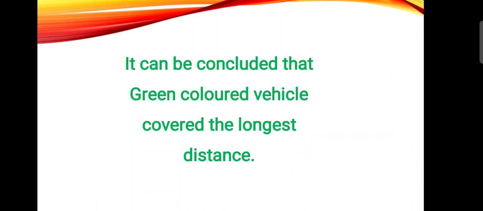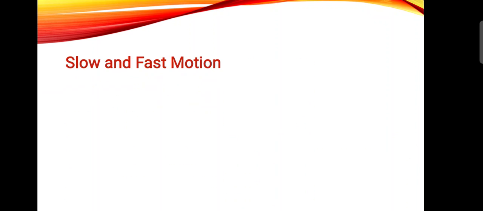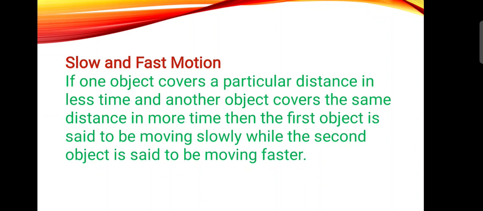Here we can see what slow and fast motion is. If one object covers a particular distance in less time and another object covers the same distance in more time, then the first object is said to be moving faster while the second object is said to be moving slower. It means the first object is faster as compared to the second one.